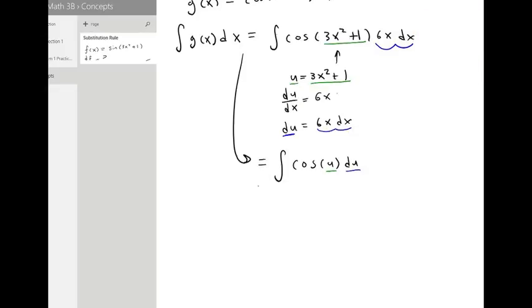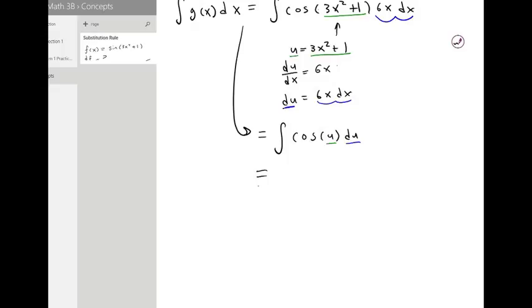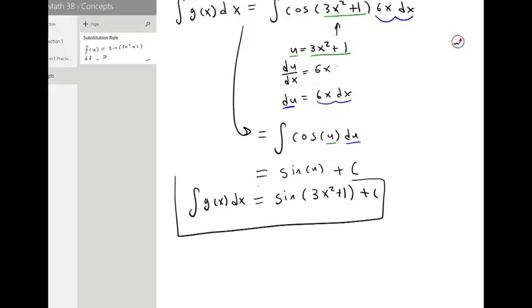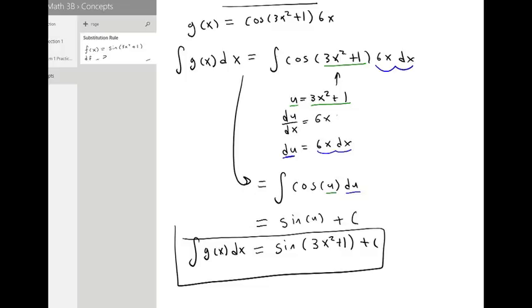Now this is a simple function to integrate. The integral of cosine u is sine u, and since this is an indefinite integral, we'll put our plus c in there. We want this in terms of x, so we plug x back in, and that is our answer. So that's a quick explanation of where the substitution rule comes from.